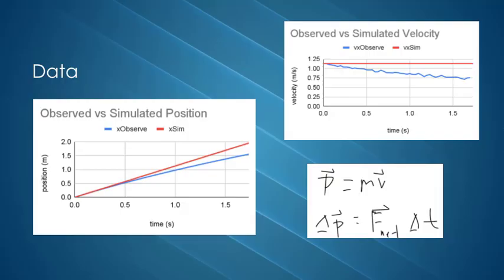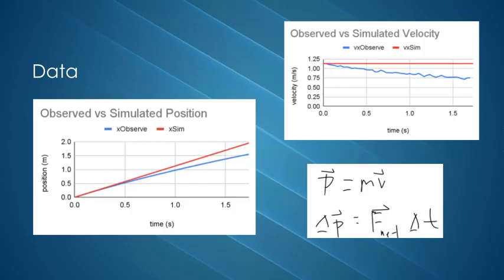When we compare our observed data to our simulated model, we see a significant difference. The final position of our observations was less than the final position of our simulation. There's also the difference in velocity. For our simulation, we assumed that velocity would be constant, but in our experiment, the velocity was not constant, it was decreasing.